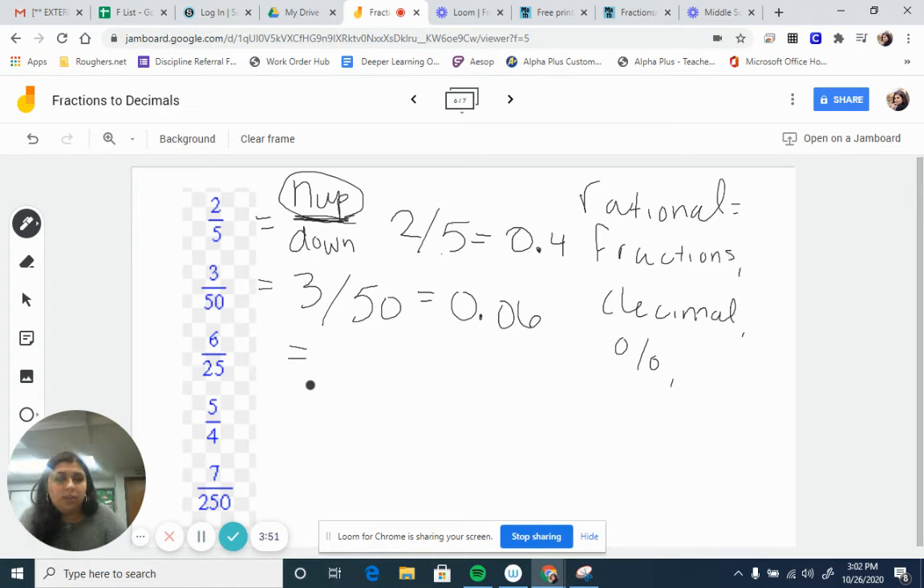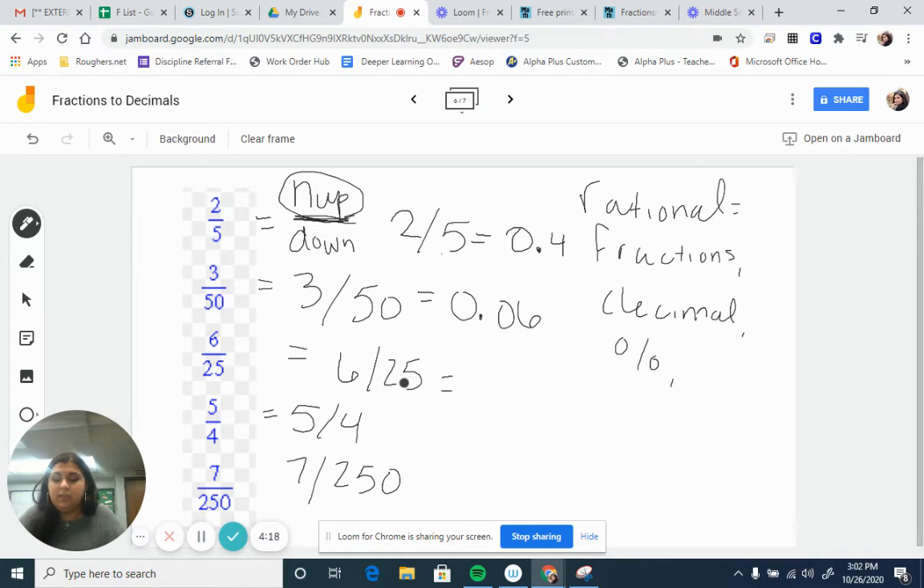So now let's do the next 3 together. I'm going to set them up first, and then we're going to do the division. So here I have 6/25, or 6 divided by 25. Remember, we read it from top to bottom. That's exactly what it means. Here we have the 5 on top, so it's 5 divided by 4. Here we have 7/250. That's how I'm going to do it in my calculator.